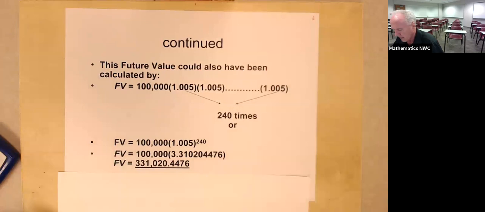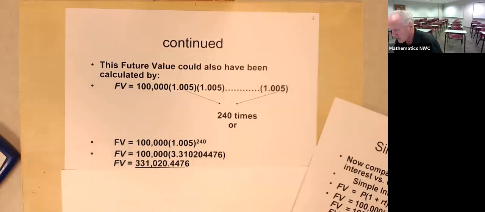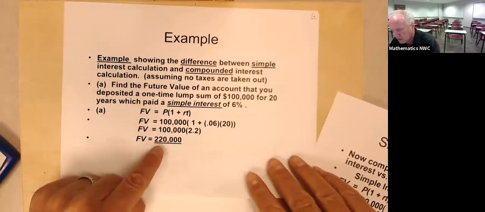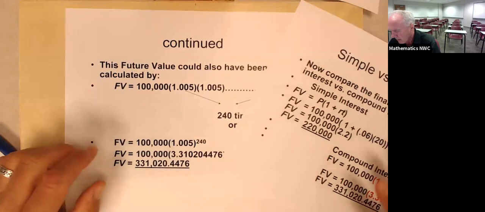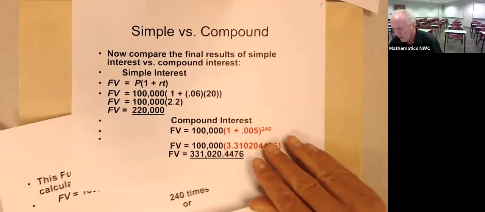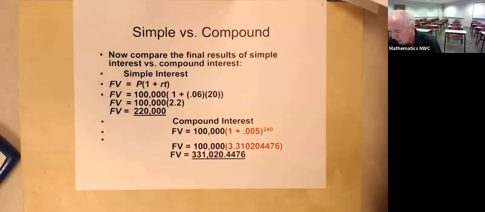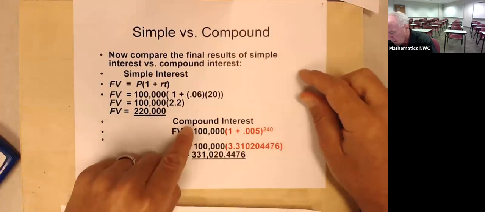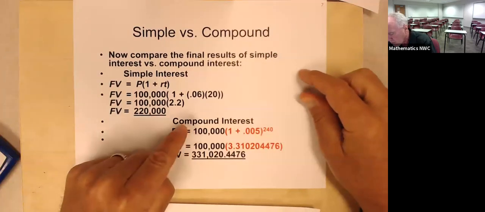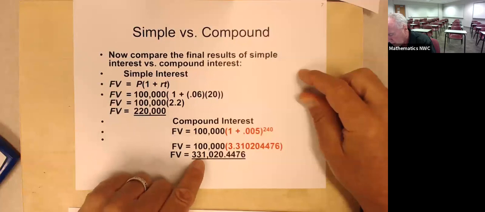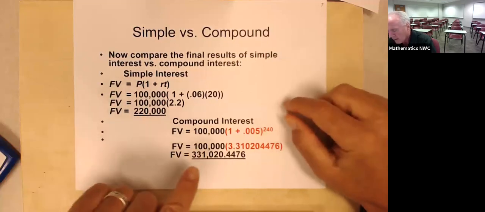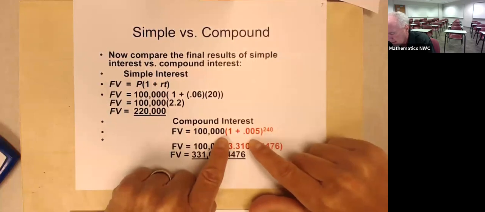Notice the comparison here. I got this same amount on the next sheet. As I did, remember, one of the first ones we did was the simple interest, 220,000. But now look at the difference between these. It's a huge amount. If I did simple interest for 20 years, I got 220,000. If I did compound interest for 20 years monthly, I get $331,000. That's $111,000 more. That's a huge amount. Make sure that you can do this in today's lesson.